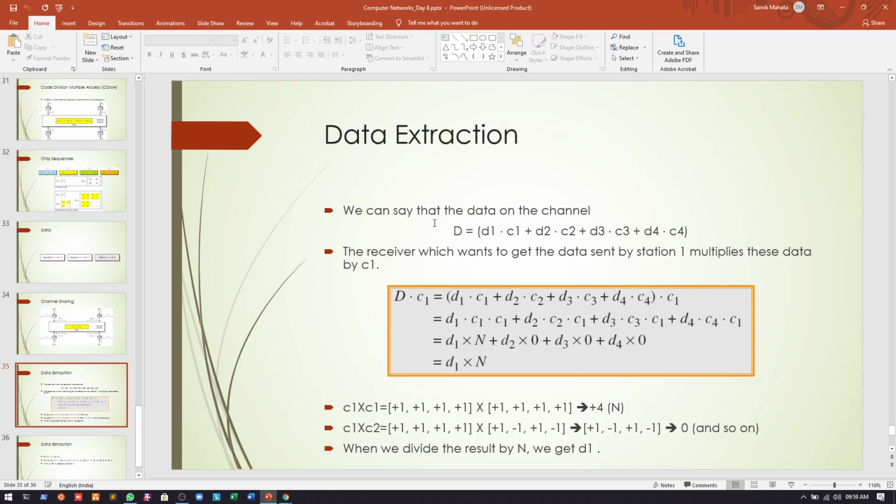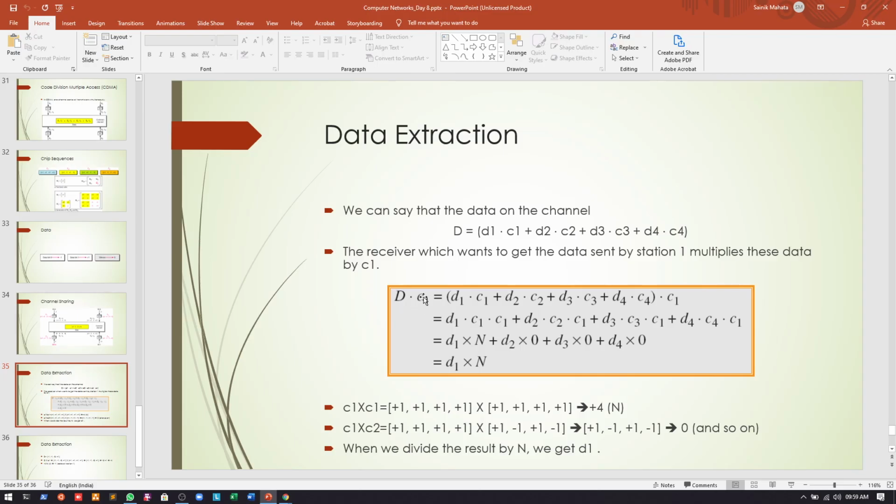Now we can say that if the data capital D on the channel is D1 into C1 plus D2 into C2 plus D3 into C3 plus D4 into C4, if I consider this as the capital D, then consider a receiver which wants to get the data sent by station 1. Suppose there is a receiver who wants the data only from station 1, but it actually has what? The summation of all the data, right? So if it wants the data from station 1, what it will do is it will just multiply the whole thing with the code of station 1. Okay. Now if the code of station 1 is C1, so what I will do, I will actually multiply the capital D, that is the whole data, with C1.